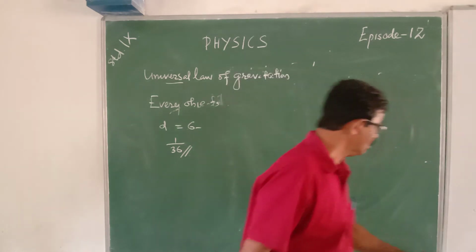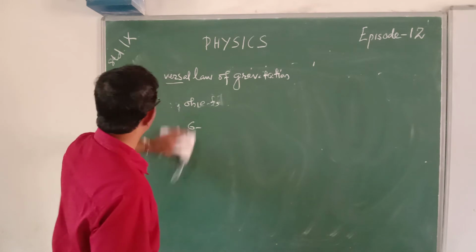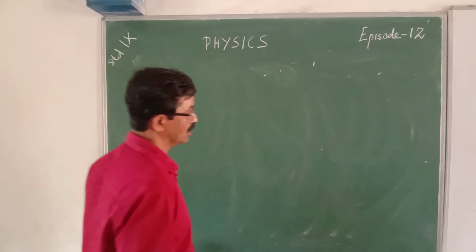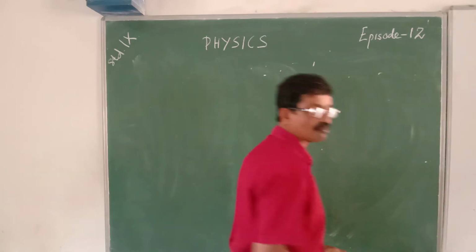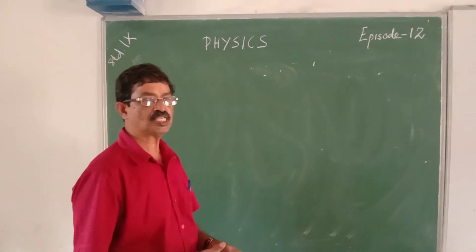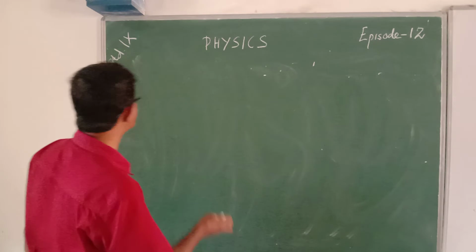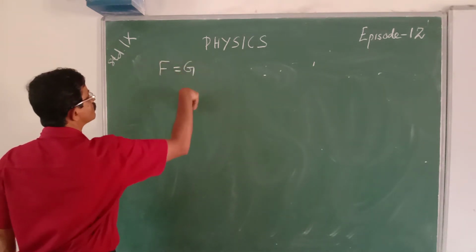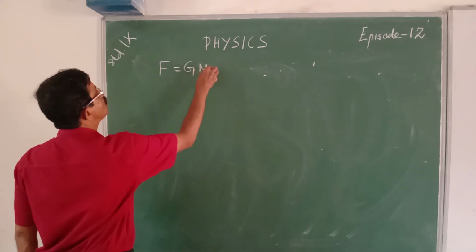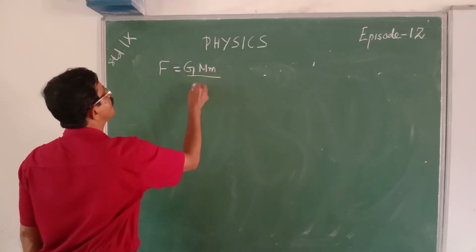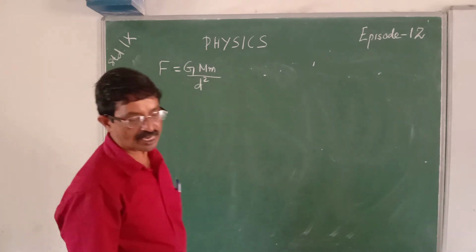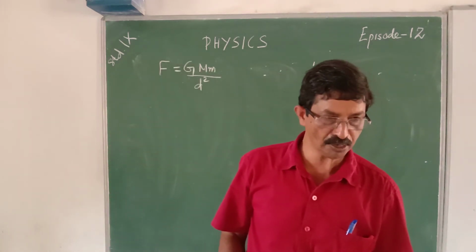Now you know the equation which Newton got by using Kepler's third law, which is F is equal to G capital M small m by d square. By using this, we can solve one numerical problem.